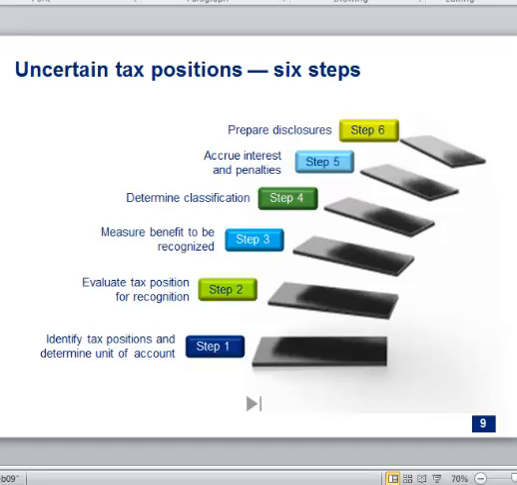Okay, so these are basically our steps to applying FIN 48. We're going to identify the position, figure out if we pass or fail the recognition test, go on to measurement, and then after that we have a series of three other mechanical steps in terms of what to do on the balance sheet.